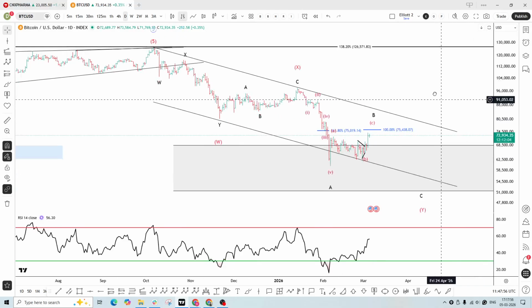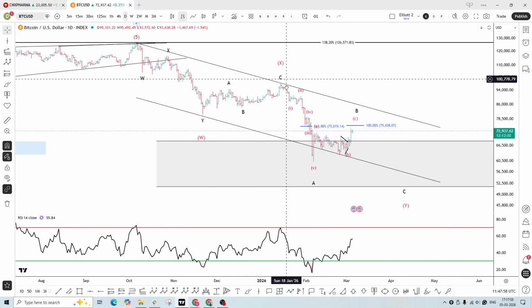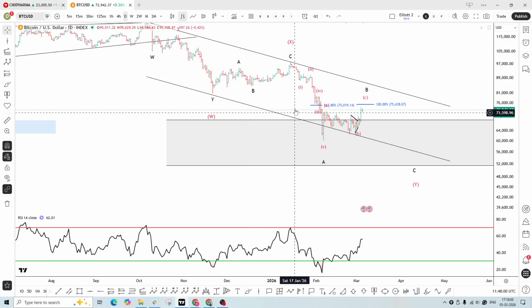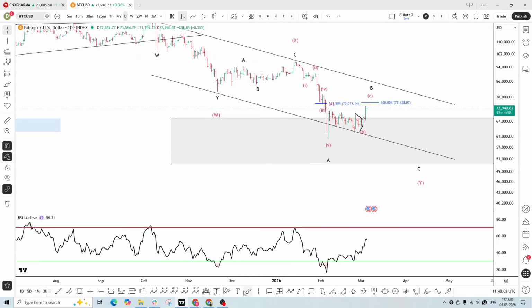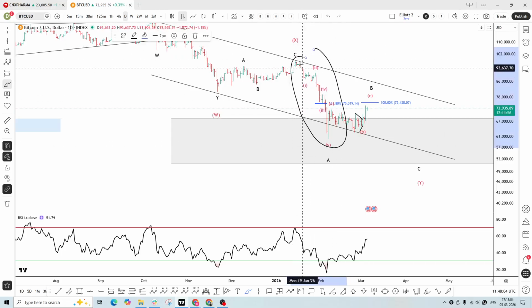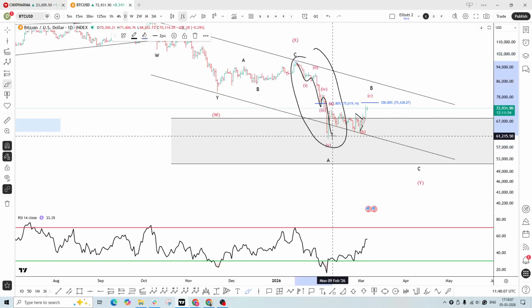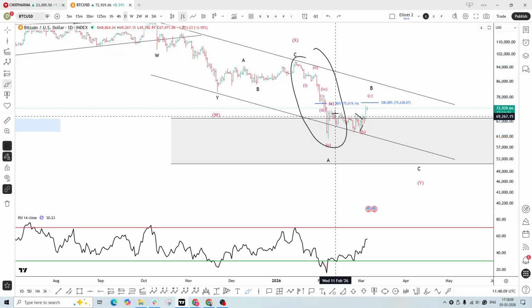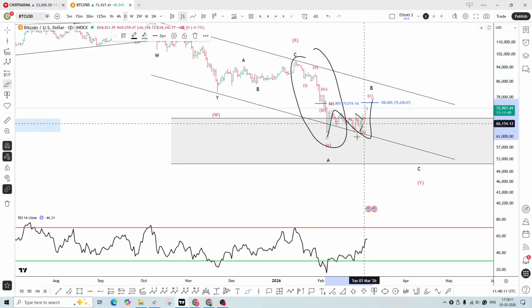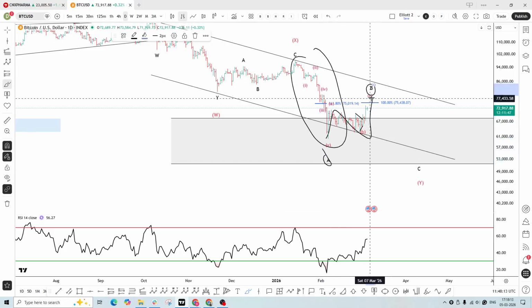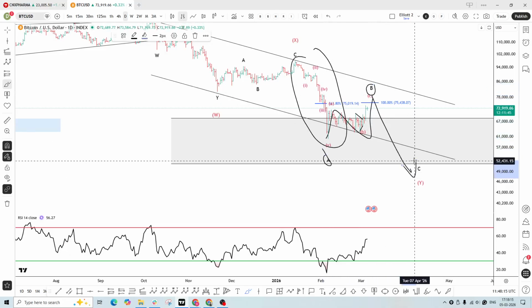And why the C wave? Because in this fall I can clearly see the impulsive phase, the 1 2 3 4 5 kind of a zone, and post that we are getting this kind of a flat correction. So this would be the A, this would be the B, and the C wave is expected.